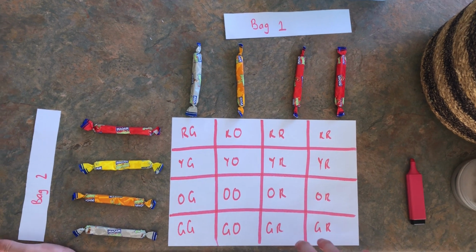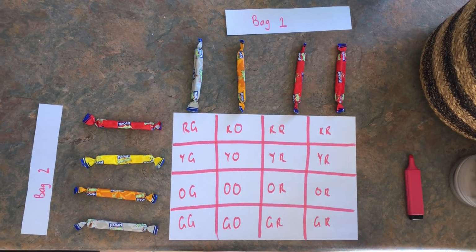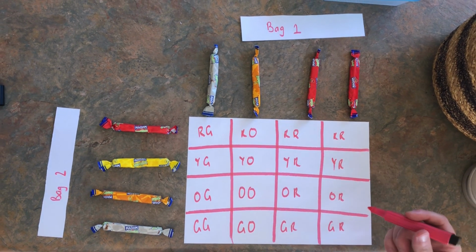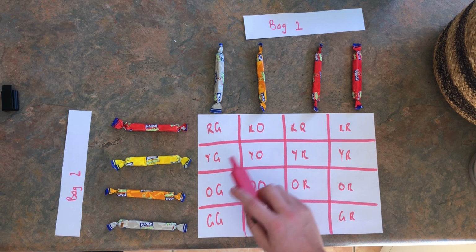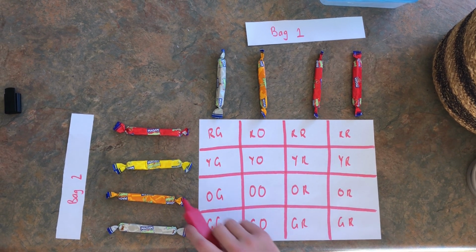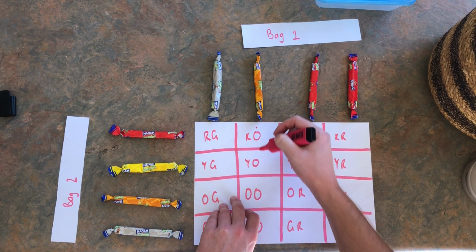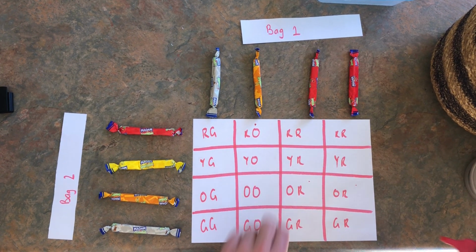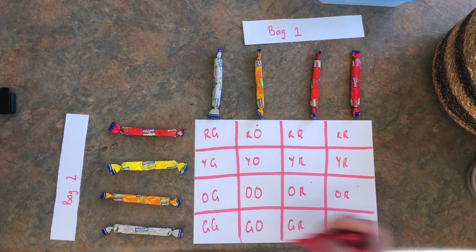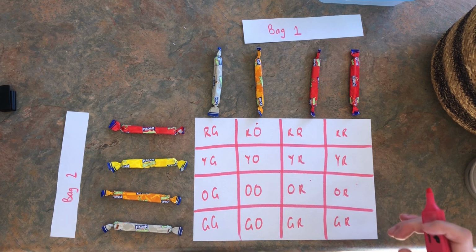Now, what you will need to do then is describe some of the likelihood of these events occurring. I can see here that there are a lot of different possibilities for me to have a red and an orange going together, because there's a red and orange here, a red and orange here, and a red and orange here. So that means I've got 16 possible combinations, and 3 out of 16 times I could pull out a red and an orange combination from the bags.